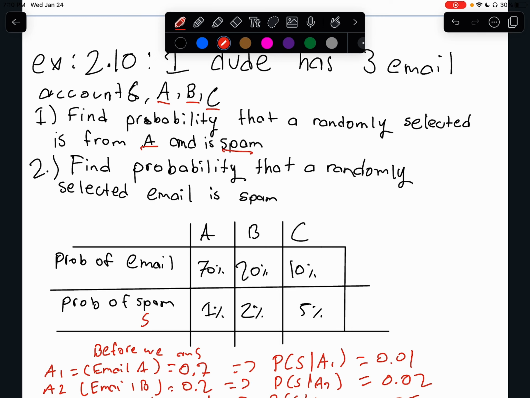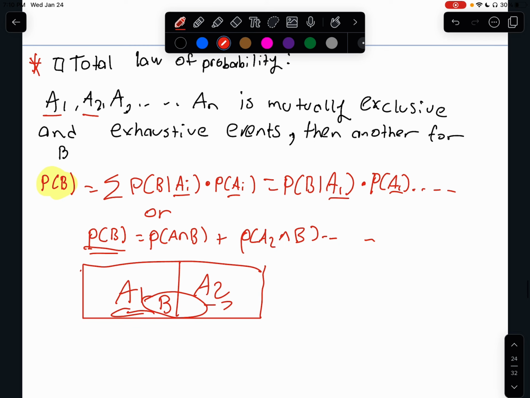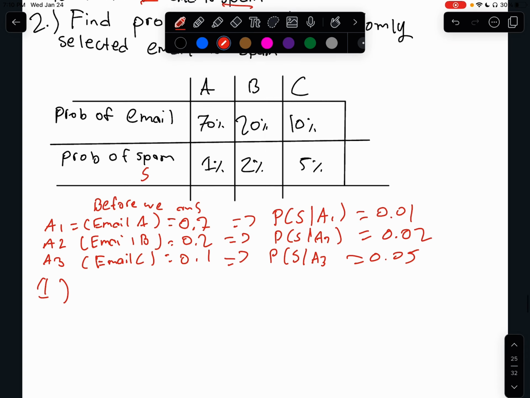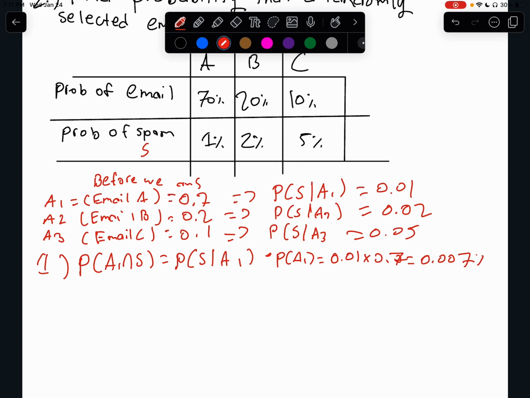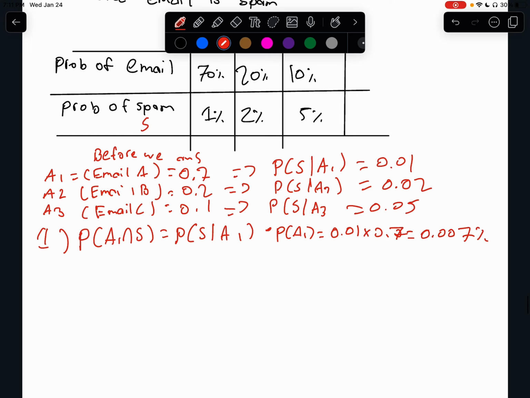So the question number one asks the probability that the selected email is from A and is spam. How we do this is using the formula of the total law of probability up here and the multiplication rule. So we denote P of A1 intersecting S equals P of S given that A1 has occurred, multiplied by the probability of A1. So we note this as 0.01 times 0.7 equals 0.007. Pretty simple. Just given two events, one occurs and one doesn't occur.